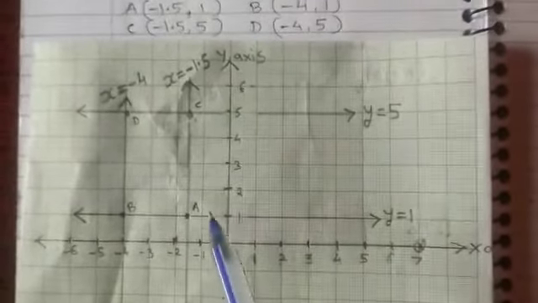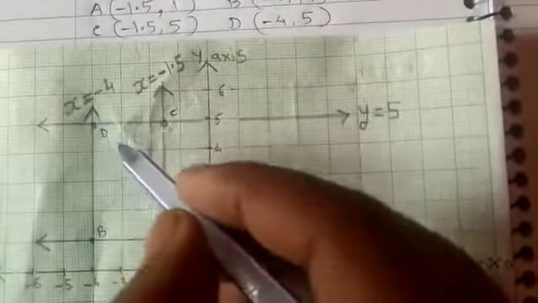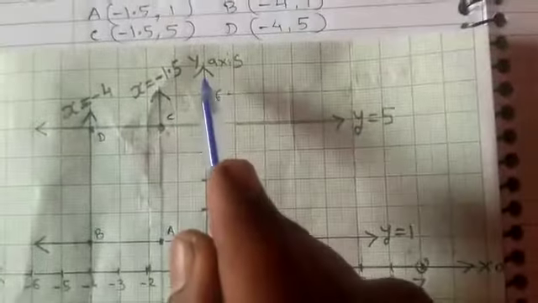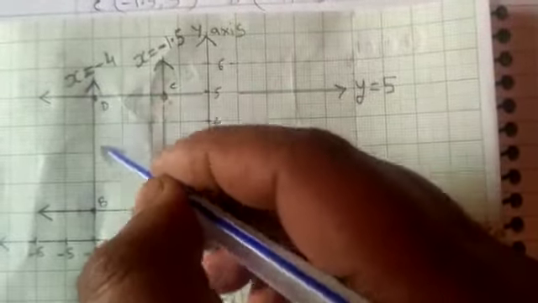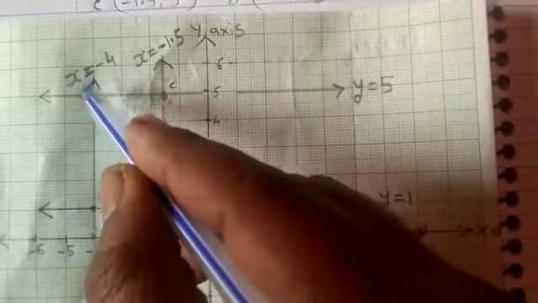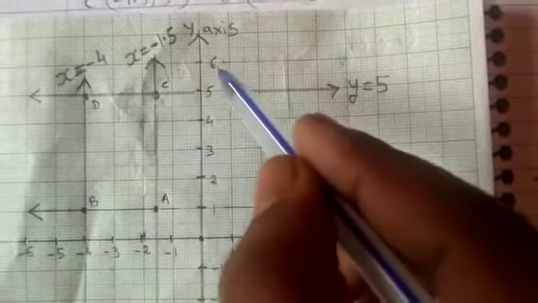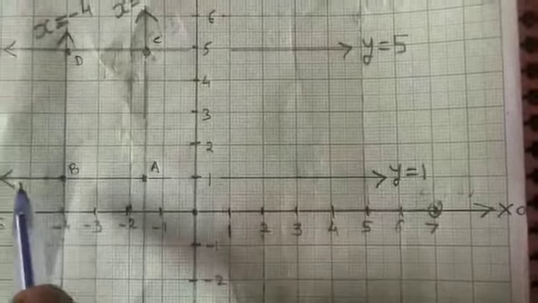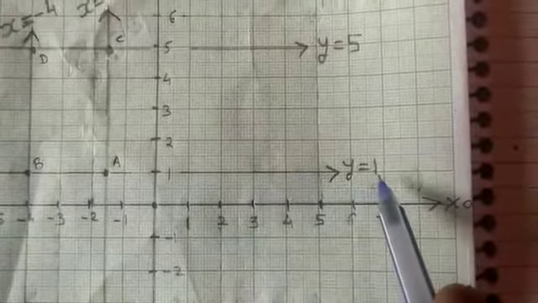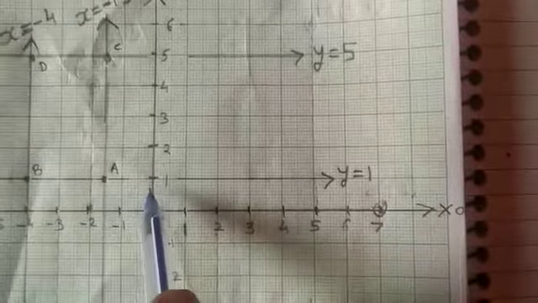Now we draw the graph. First x equal to -4. How can we draw this? See, this is the y-axis, this is the x-axis. So x equal to -4, this is the line. x equal to -4 is parallel to the y-axis. The next is y equal to 1. So how can we draw y equal to 1? See, it intersects the y-axis. This is y equal to 1. Okay, it intersects the y-axis.